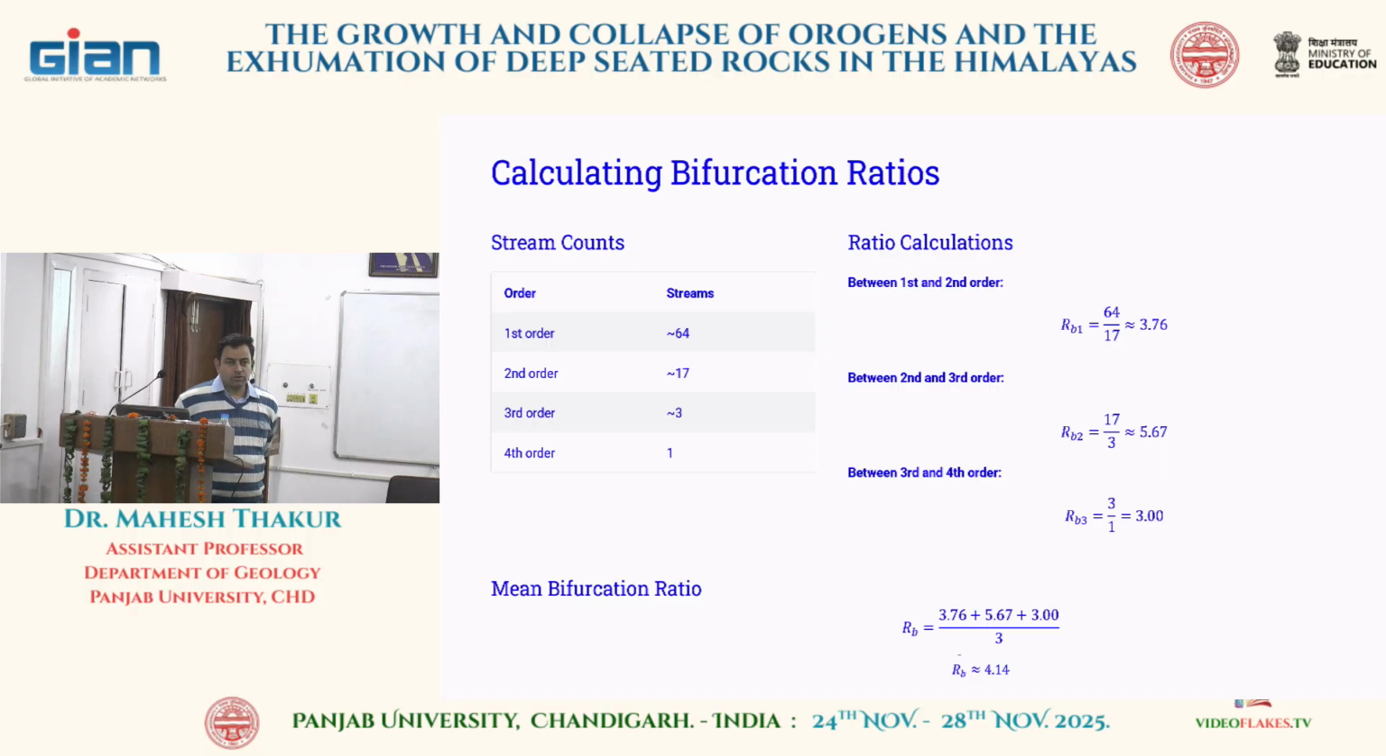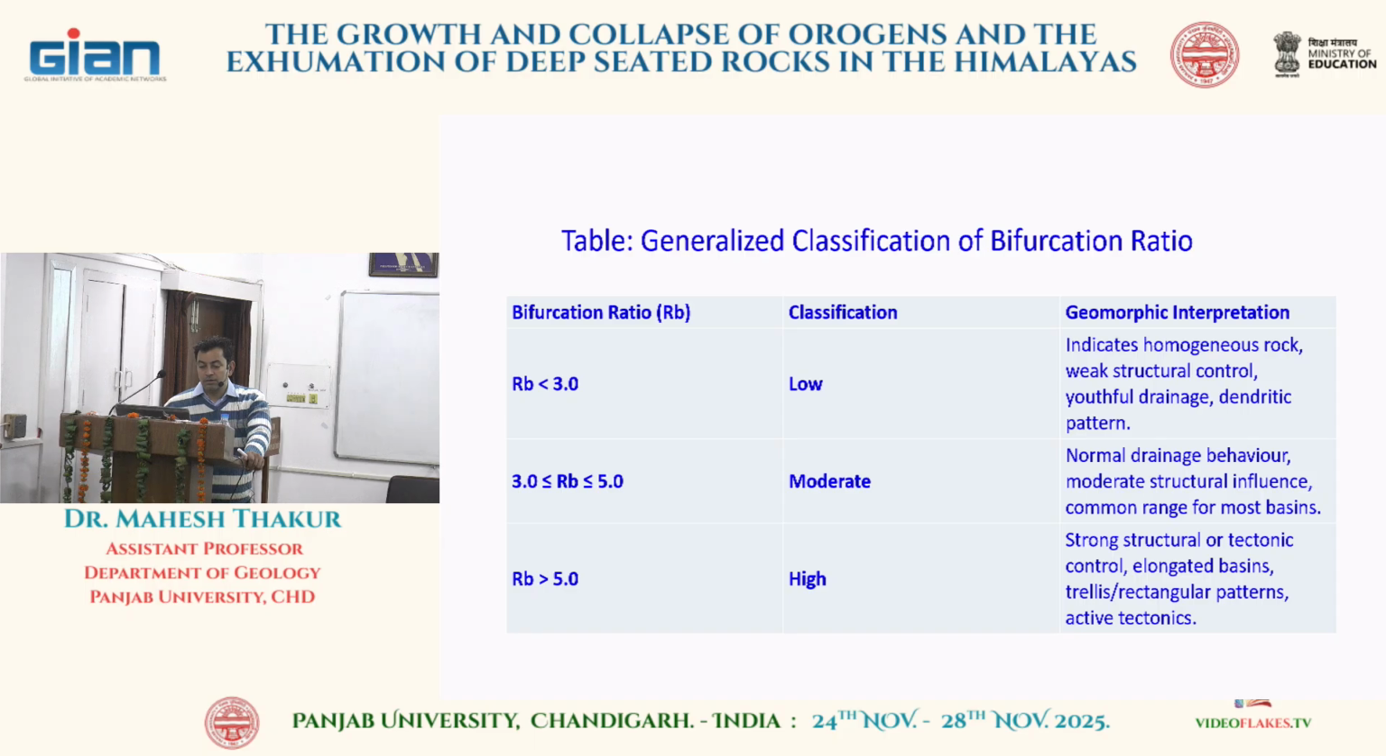So now based on our classification, what type of basin is this? Moderate? Okay. So if the bifurcation ratio is between 3 to 5, this is a normal drainage behavior, moderate structure influence, common range for most basins.